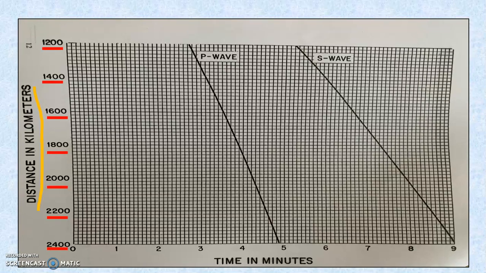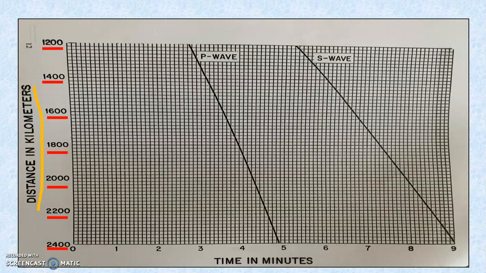If we look over here on the left-hand side, you can see that it says distance in kilometers. This is distance in kilometers from the epicenter to a specific seismic station, a place where there is a seismogram. And if you look at the top left-hand side, you can see 1200, which is 1200 kilometers. Then, as you go down towards the bottom, 1400, 1600, 1800, 2000, 2200, and then 2400 kilometers away from the epicenter. Notice also this: the horizontal lines on this graph are the representation of distance in kilometers.